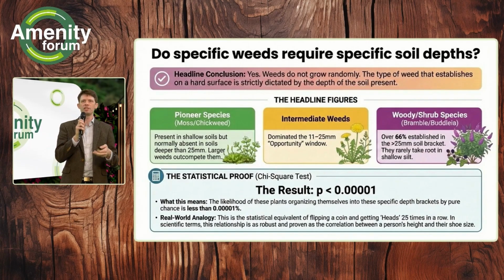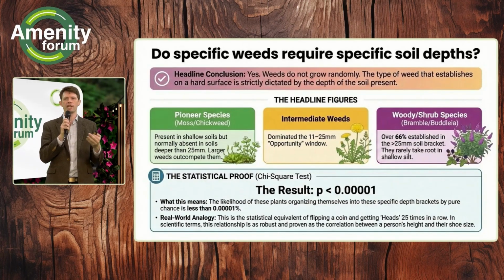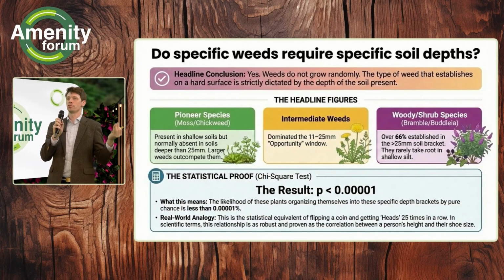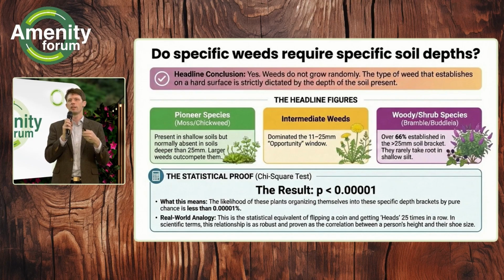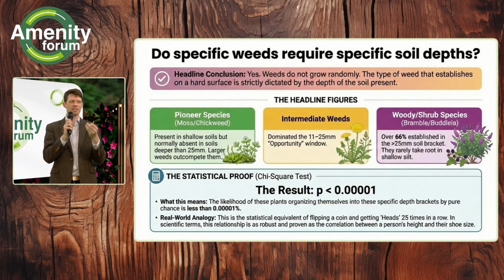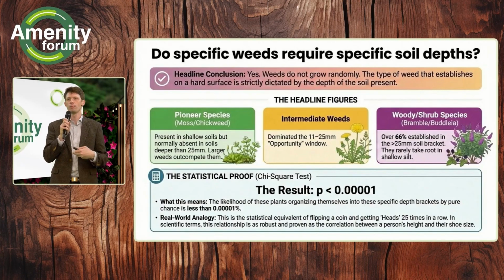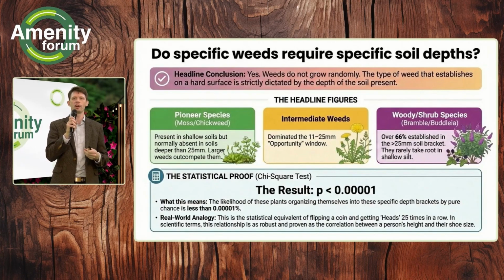So do specific species require specific soil depths? And we've established through that chart that yes, they do, but we ran some statistical tests to make sure that wasn't just chance. And when you run a chi-squared test, the likelihood of these plants organizing themselves into those specific depth brackets purely by chance is less than 0.00001%. So this would be the same as flipping a coin 25 times and getting heads 25 times in a row. So in scientific terms, it's as robust as the correlation between a person's height and their shoe size.